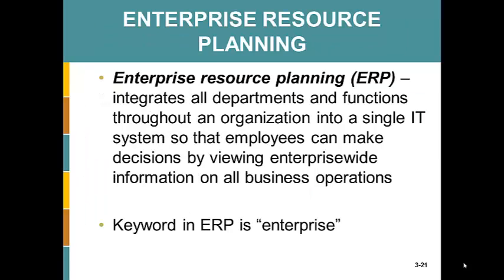The fourth strategic initiative that an organization could take is Enterprise Resource Planning, or ERP. This would be a system that integrates all departments and functions throughout an organization into a single system that employees can use to make decisions with a global view on the business operations. And in this case, the key really is enterprise, for enterprise-wide. So you would have all your resources, and these would include your personnel resources. And so you can understand how you can allocate those across the organization to achieve the benefits that you want to achieve.